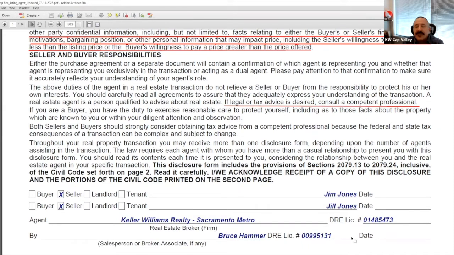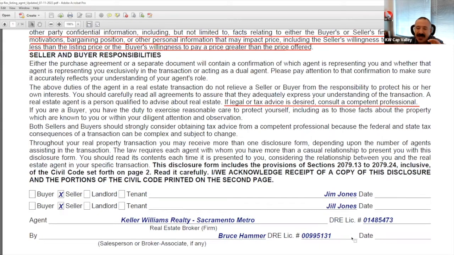Now, let's quickly contrast this scenario with a little bit of a variation. Keep in mind, I personally am the broker of record for both Keller Williams Realty Sacramento Metro and Keller Williams Capital Valley, which is our Fair Oaks office. What about if somebody from KW SAC Metro listed a property and somebody from KW Capital Valley has a buyer who puts an offer in on this property? Is that dual agency? You might be tempted to say yes, because I'm the broker of record for both, but it is not dual agency.